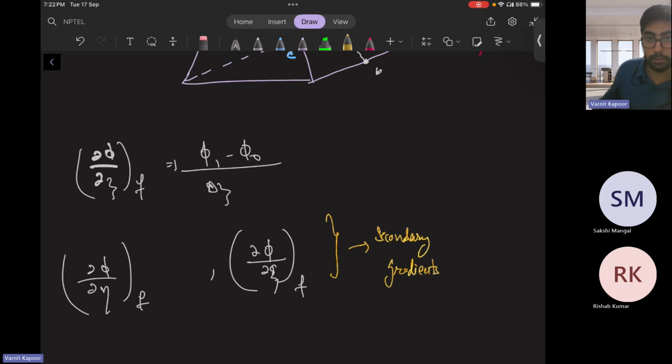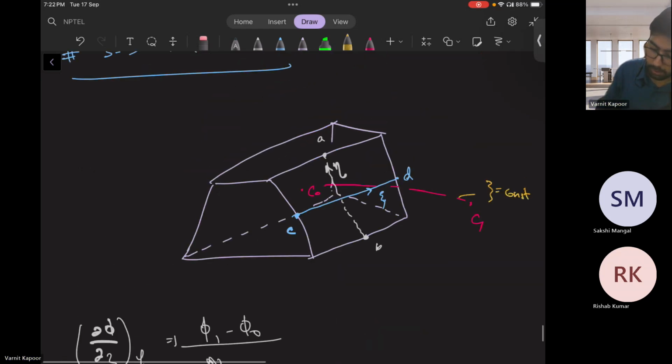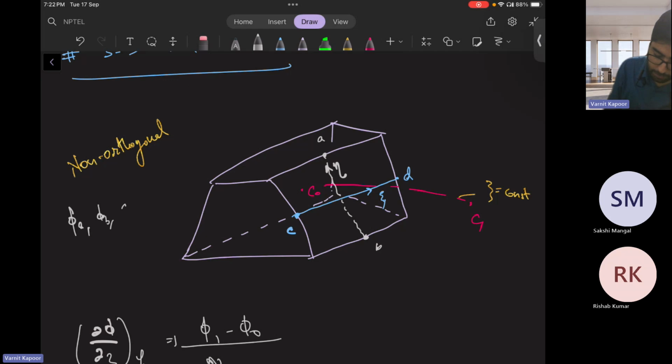In case of non-orthogonal, it's non-orthogonal. And we have this time phi A, phi B, phi C, and phi D. The primary gradient, we have secondary gradients. Now we come to three-dimensional unstructured.